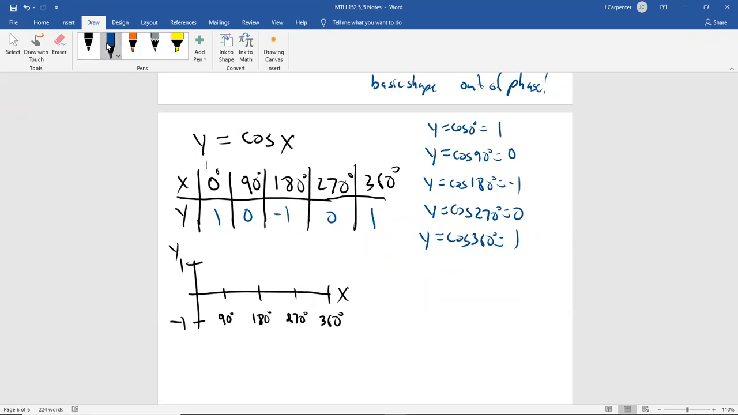So our points, 0 degrees has a height of 1, so it's here. 90 degrees has a height of 0. 180 degrees has a height of -1, it's down here. Then 0, and then +1 again.